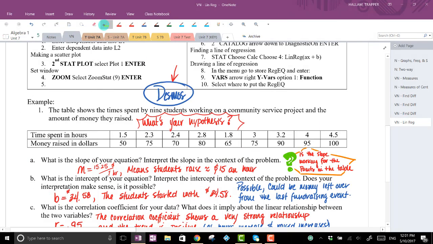Okay, so our example then, if we read it here, it says the table shows time spent by 9 students working on a community service project and the amount of money that they raised. So what we've gathered here is the hours that these students have worked over the community service project, and this is how much money that individual student raised. Is there a relationship, first of all?